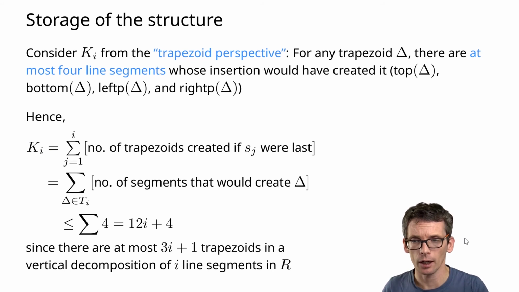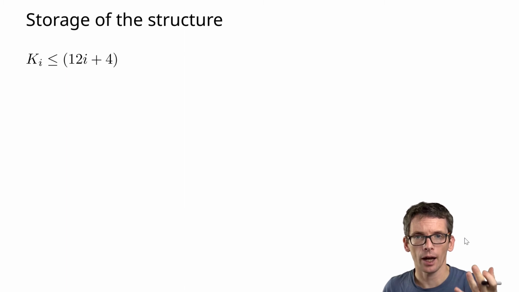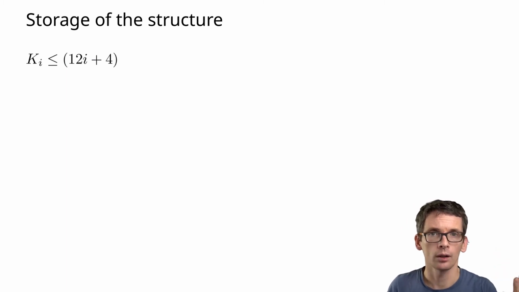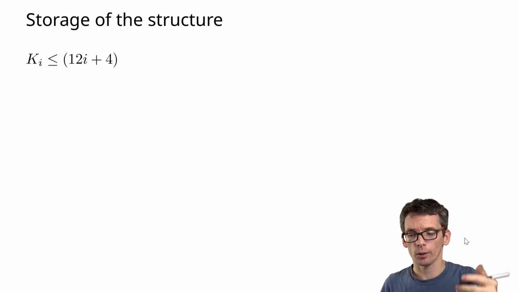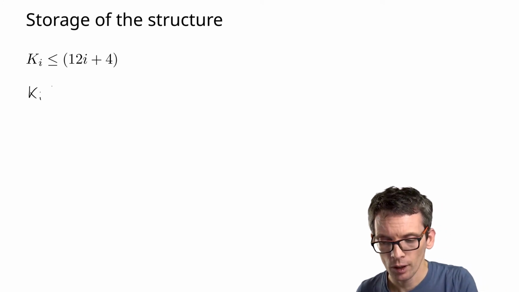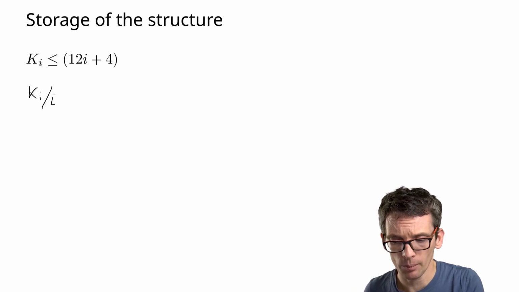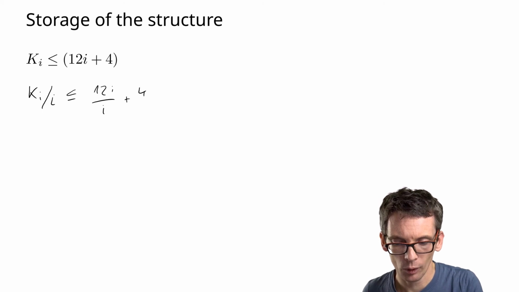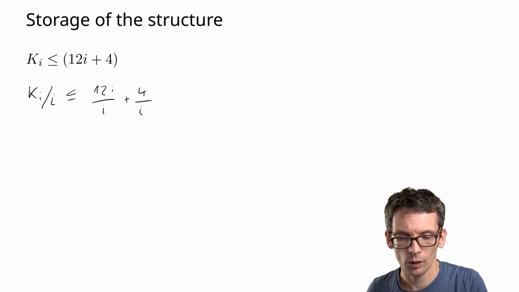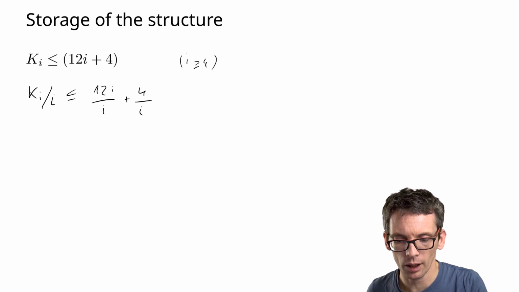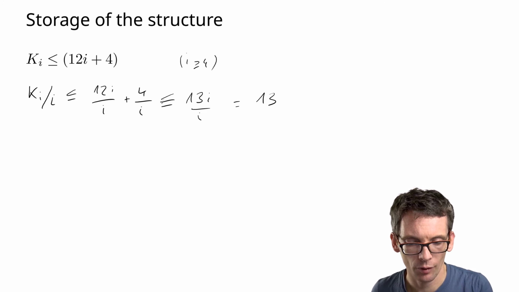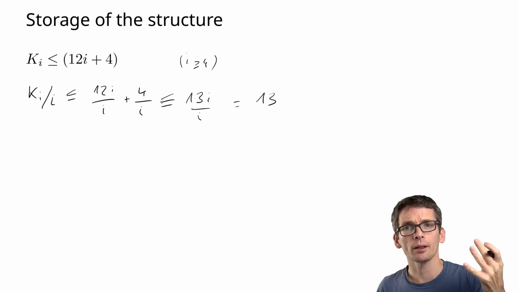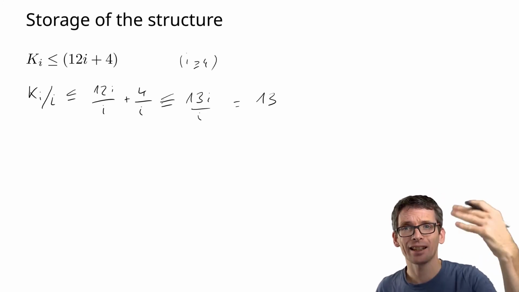So what does that tell us? We have that the sum of k_i is bounded by 12i plus 4. This means that the average or the expected number of trapezoids created in the ith insertion, so k_i corresponds to the sum divided by i. So that is smaller or equal to 12i divided by i plus 4 divided by i. Let's say we're looking at the case i larger or equal to 4 to make our life easier. Then this is smaller or equal to 13i divided by i. So that is 13. So on average, we don't create more than 13 trapezoids in the ith insertion.